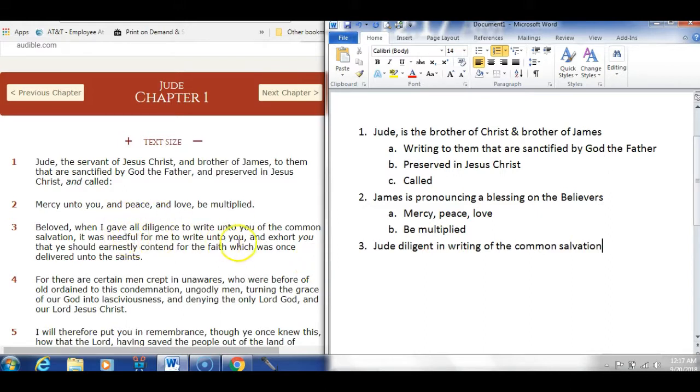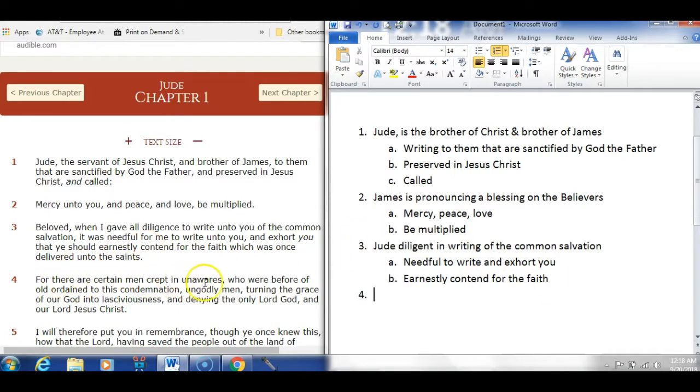It was needful for me to write unto you. So he said it was needful. That's important. And it was needful to write and exhort. Exhort you about what? To earnestly contend for the faith. Okay, and we can go to verse 4.